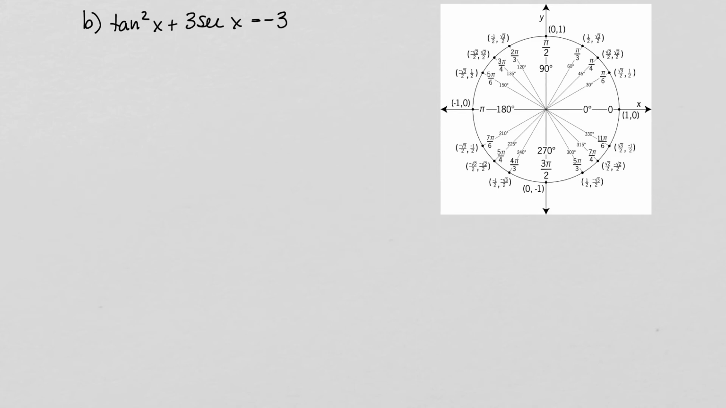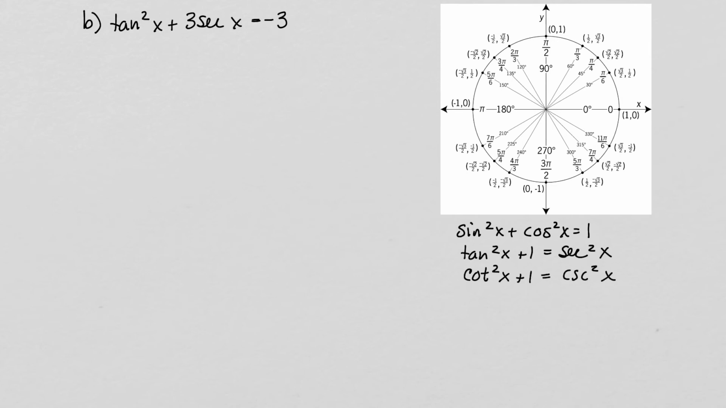So remember, one form of the Pythagorean identity is that sine squared x plus cosine squared x equals 1. But there are 2 other forms. So there's tangent squared x plus 1 equals secant squared x, or cotangent squared x plus 1 equals cosecant squared x. So if I use that middle one, tangent squared x is going to be the same as secant squared x minus 1, plus 3 secant x equals minus 3.